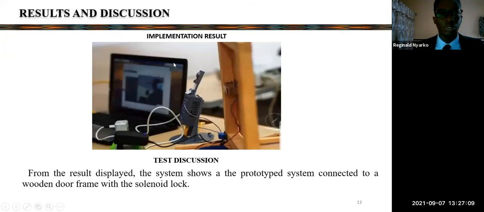This is from the results. This shows the system, this is the embedded system in a 3D encapsulated case, and we have a wooden door frame with a solenoid lock for the implementation.